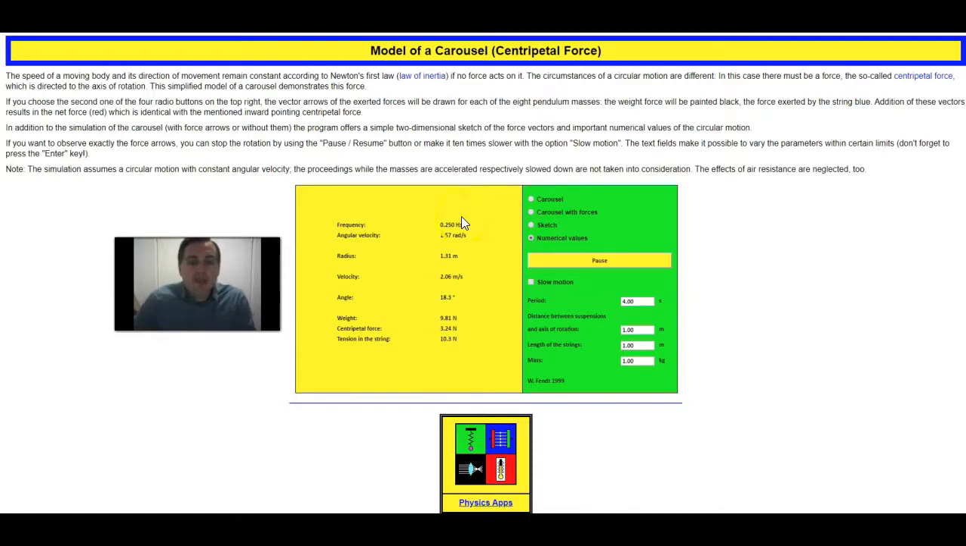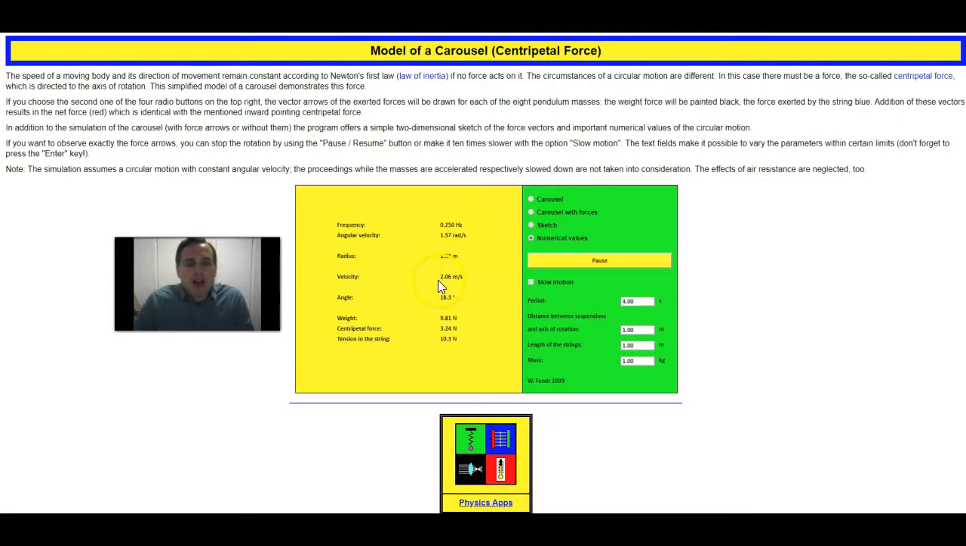Notice what the angular velocity is, 1.57 radians per second. To me that sounds like pi divided by 2 radians per second. But that should make sense to you, because we go through 2 pi radians every 4 seconds, so that's going to be pi radians every 2 seconds. So that's about 1.57 radians per second. By the way, we're assuming uniform circular motion here.